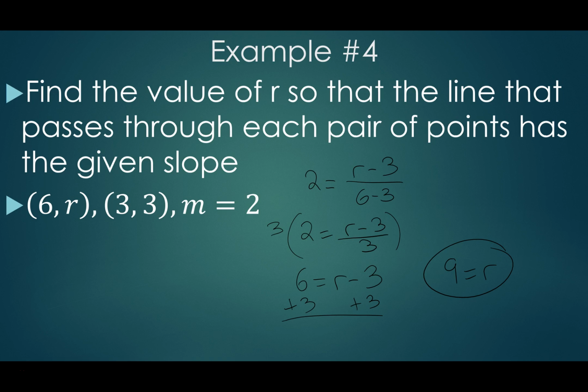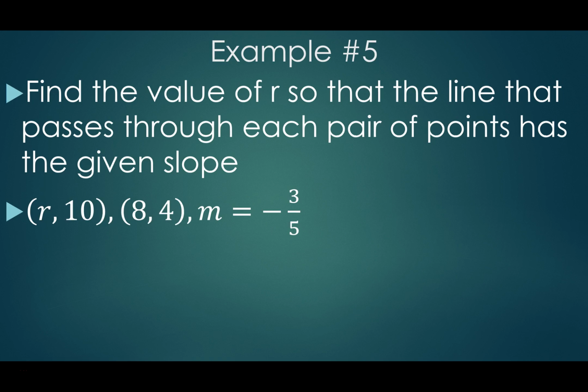So the missing corner point could be a y value or it could be an x value. In either case, it's still the same idea. We set our slope equation, -3/5 equals y minus y, so 10 minus 4, over x minus x, so r minus 8. So we get -3/5 equals 6 over r minus 8.